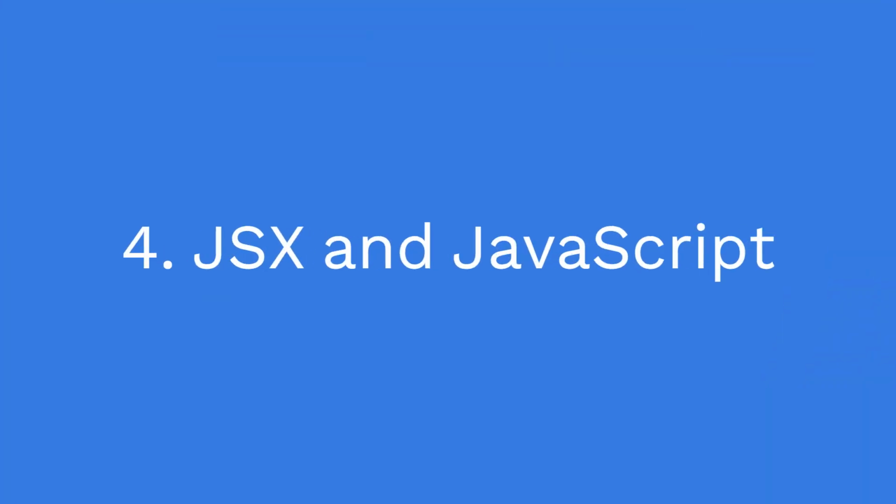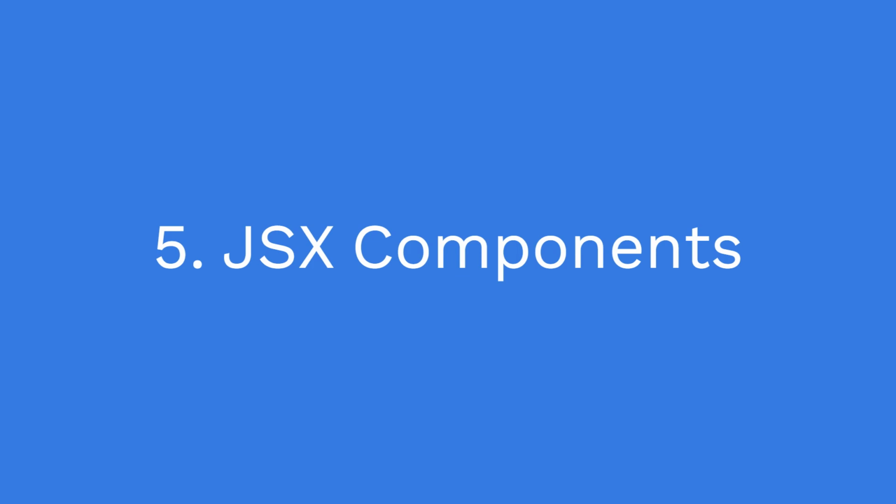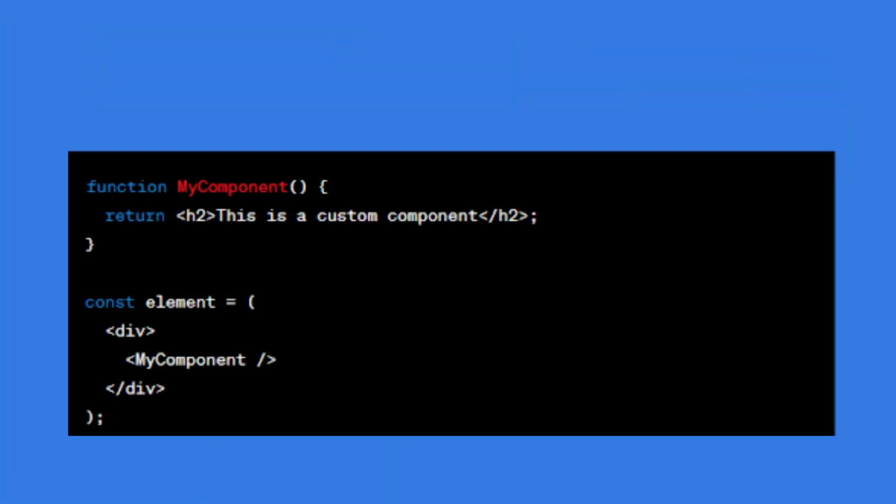4. JSX and JavaScript. JSX expressions can contain JavaScript logic and conditional statements using curly braces. 5. JSX components. You can create custom JSX components by defining functions or classes that return JSX elements. Custom components can be used just like HTML tags in JSX.